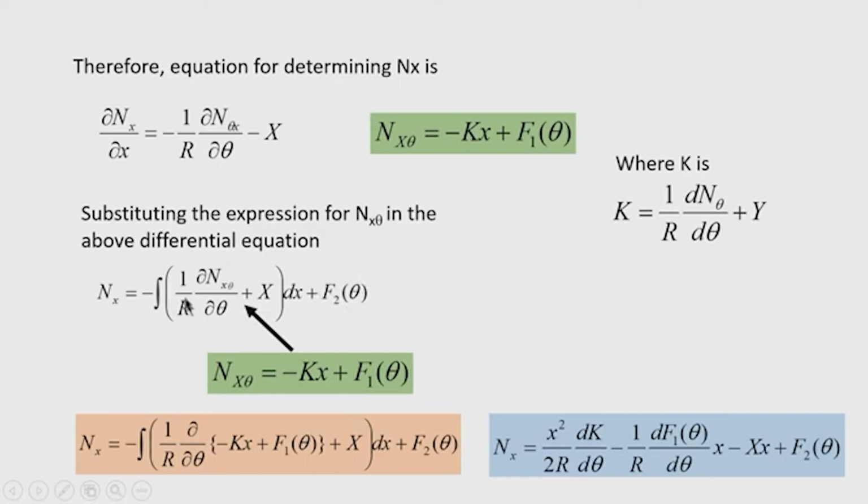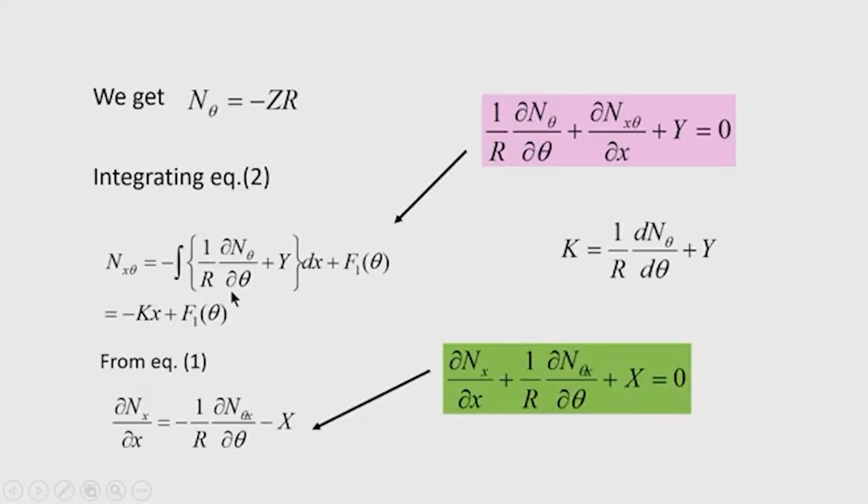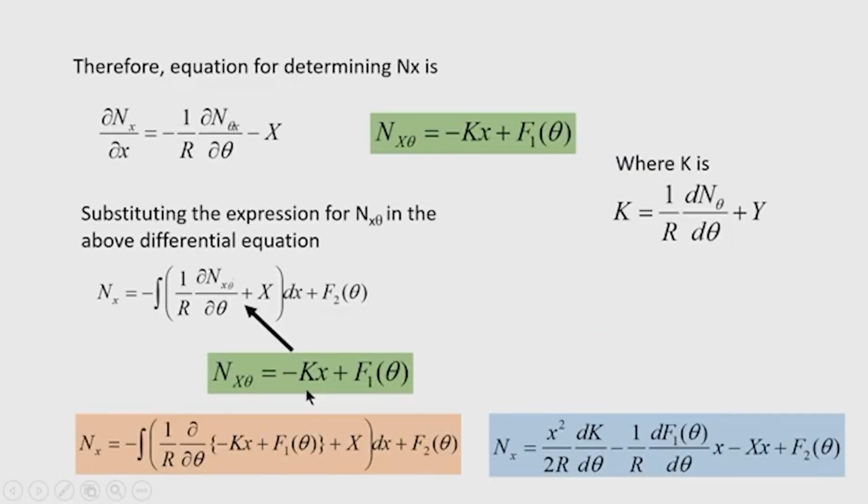Now, this quantity N x theta we obtained earlier. N x theta is obtained as minus k x plus f 1 theta. So, we substitute N x theta here. When you substitute N x theta here and carry out the differentiation, then we obtain 1 by r del by del theta bracket minus k x plus f 1 theta, plus X. X is the component of the load along the x direction, along the longitudinal direction, that is the direction parallel to the generator. Plus the constant of integration f 2 theta appears.